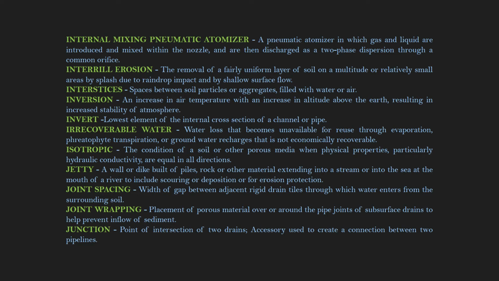Joint spacing: width of gap between adjacent rigid drain tiles through which water enters from the surrounding soil. Joint wrapping: placement of porous material over or around the pipe joints of subsurface drains to help prevent inflow of sediment. Junction: point of intersection of two drains; accessory used to create a connection between two pipelines.